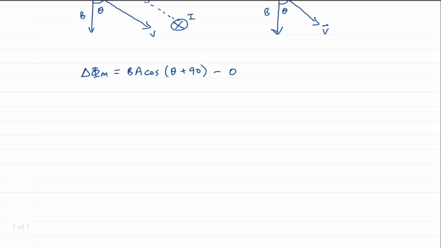Okay, we need the trig identity. So we know the cosine of theta plus 90 is going to be the cosine of theta times the cosine of 90 minus the sine of theta times the sine of 90. Okay, the cosine of 90 is 0. The sine of 90 is 1. So we have minus sine theta.